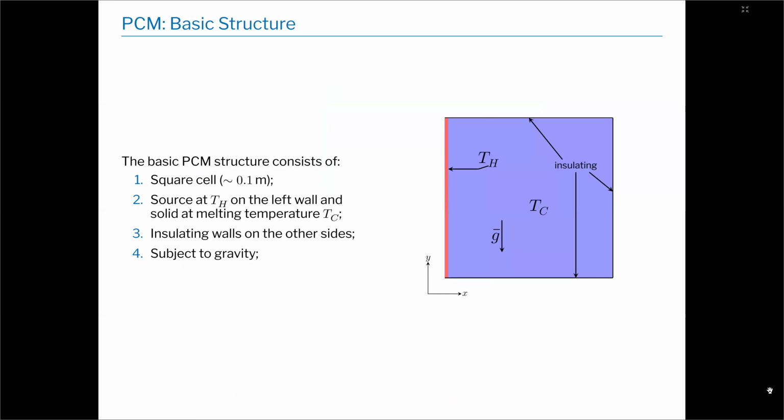Okay, so the basic setup that we considered is the one from the figure before. We have a square cell that is also doable in real life, with dimensions of about 0.1 meters. We have the heat source at temperature TH on the left side. The enclosure is filled with a solid at temperature TC. It is subject to gravity, and we have 3 insulating walls on the other remaining sides.